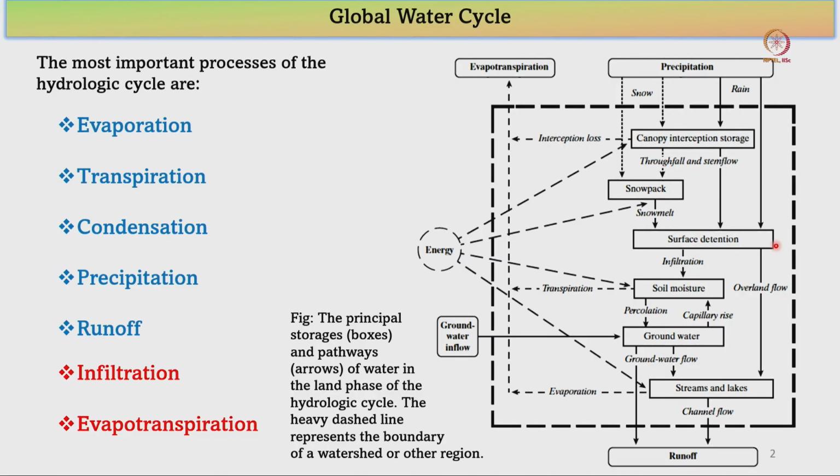Then there will be surface detention, that means it will get retained on the surface of the earth, right. If it infiltrates into the soil, if it infiltrates onto the land surface, it will go into this soil moisture storage, right. Now, from the soil moisture it can also be lost as transpiration. So, from soil moisture the plants will be uptaking the water and they will transpire. So, there is a loss here. Again you can see the transpiration process, it is moving out and going into the atmosphere.